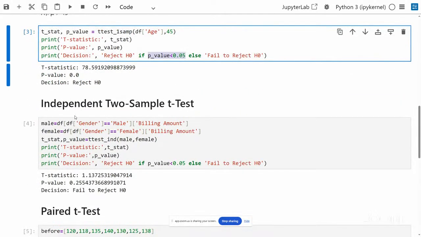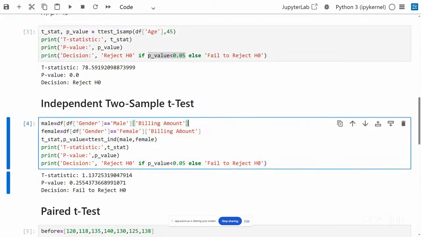Similarly, when we have the two sample t-test, we take two variables, male and female, from the entire data set. You are familiar now with how to get the separate variables. You can see the billing amount is there, but one group is male and the other group is female, in the same category. How can you apply it? The left side is the same, t-statistic, p-value, and this is the second test, ttest_ind, male and female.